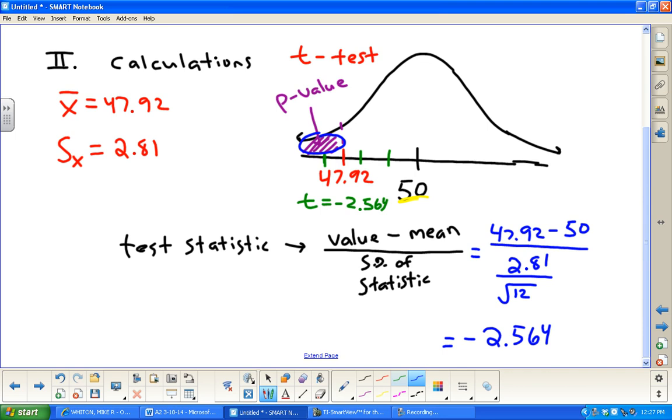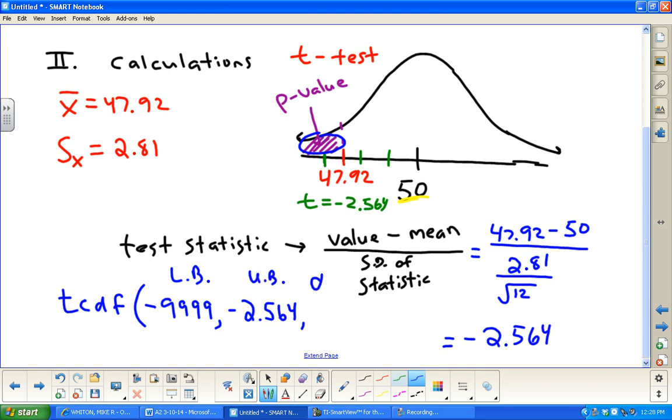It's going to be the TCDF, cumulative density function, and again t. The lower bound, that's your negative 99999. Just use some really, really small number. The upper bound, 2.564. Okay, and then we're going to put the degrees of freedom. Okay, it's lower bound, upper bound, degrees of freedom. And the degrees of freedom is, of course, 1 less than the sample size.